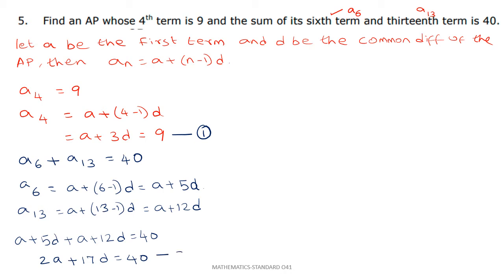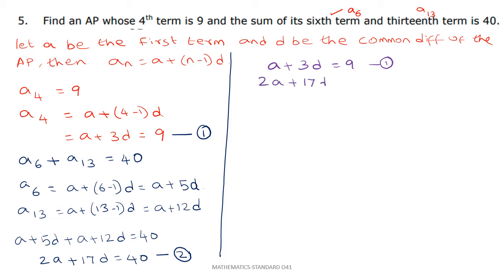So whenever we have two equations, there are so many methods to solve these two equations. You can go for any method, children. Here I am showing you one method, but you can use any method. So let me choose some other color for solving these equations. A plus 3D equal to 9. Then 2A plus 17D equal to 40. You can go for substitution method, elimination method or any method. But I like the elimination method.